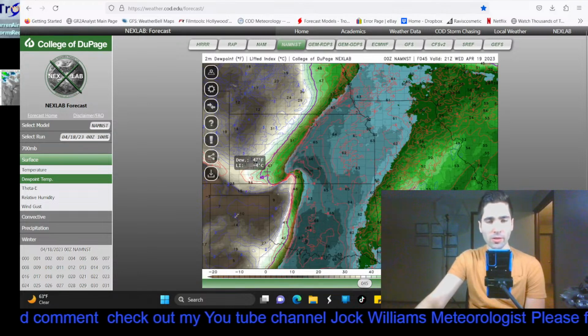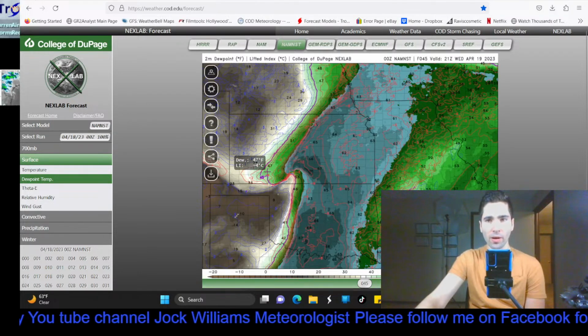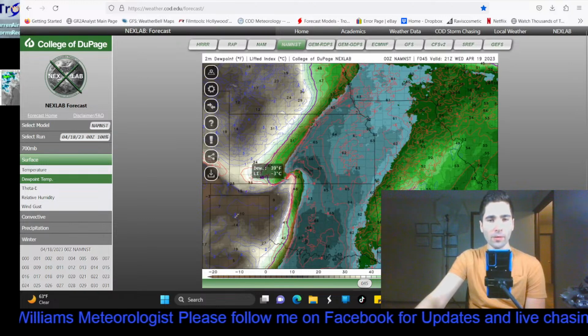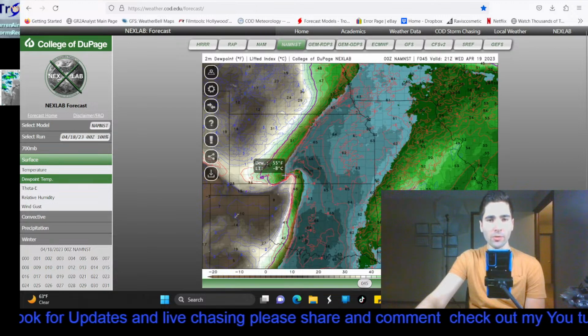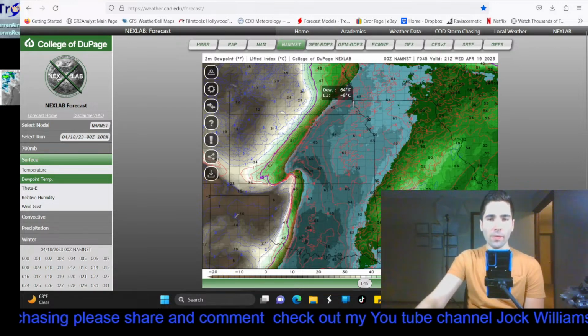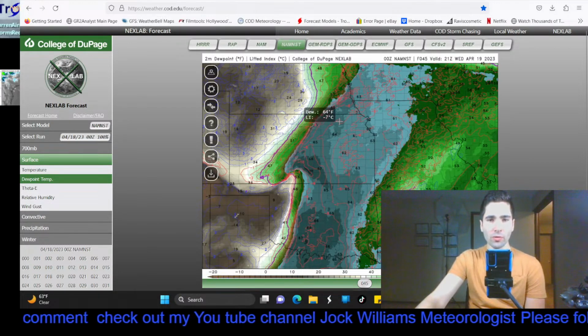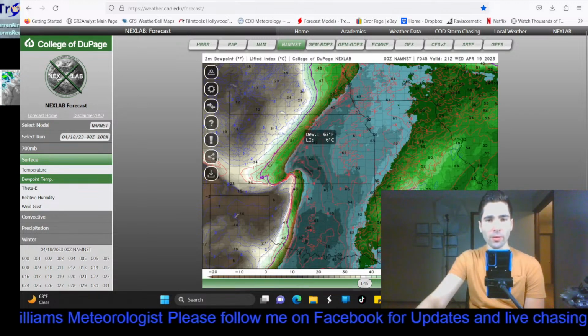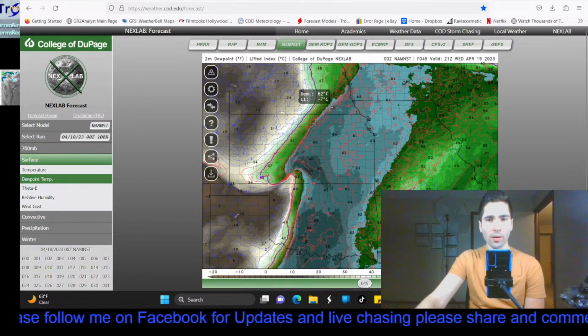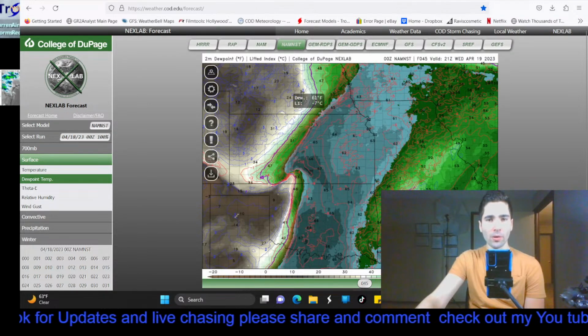Right through here, this will change. We are 45 hours out, but this is a very noteworthy feature right through here that I love to see when it comes to severe weather. Now, we do have a capping inversion, but generally the capping inversion will be weaker right through this area. The capping inversion will be a lot weaker right through here.